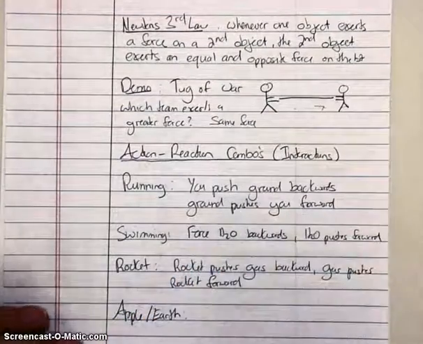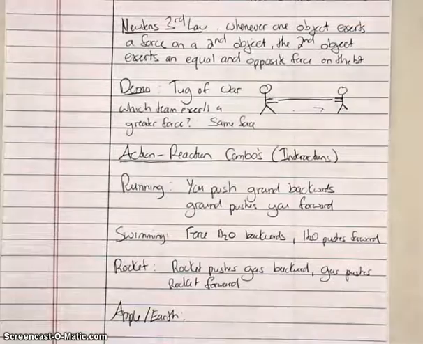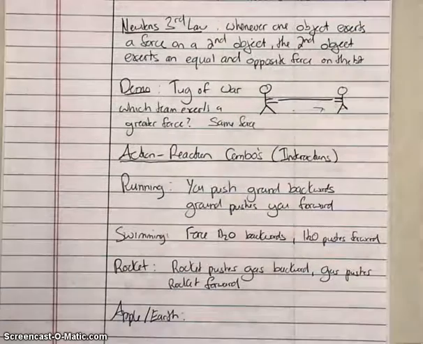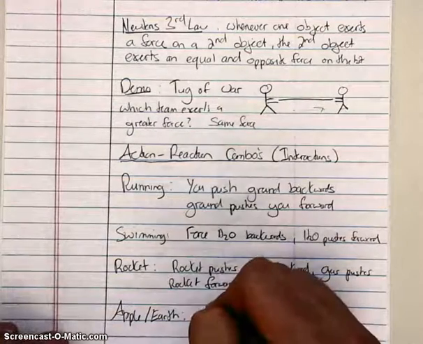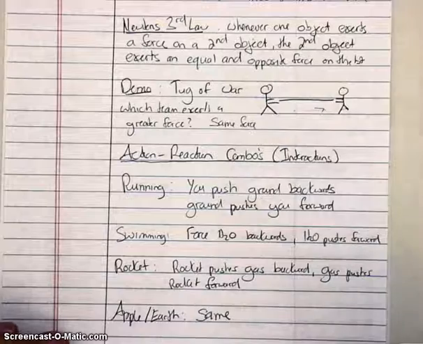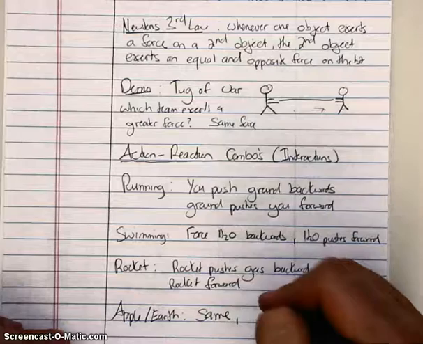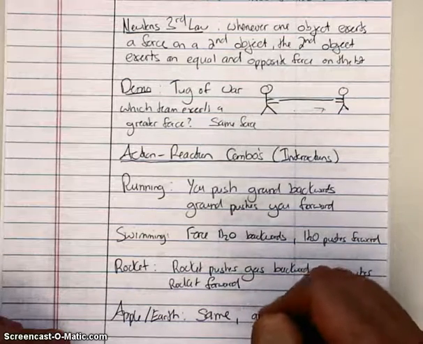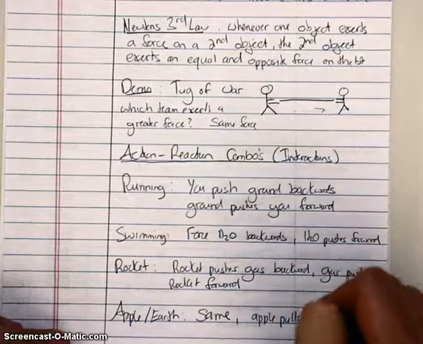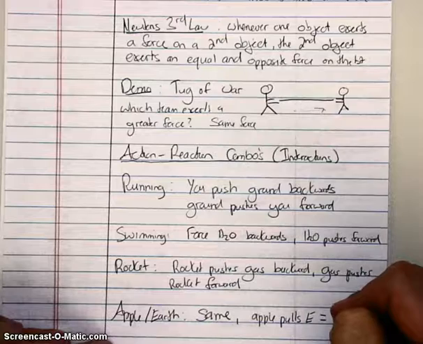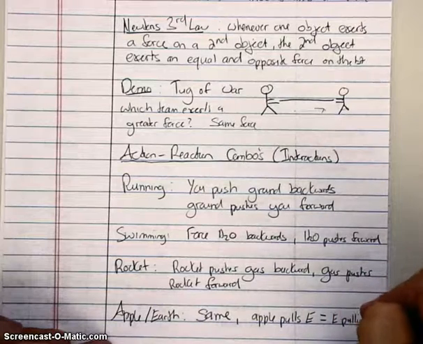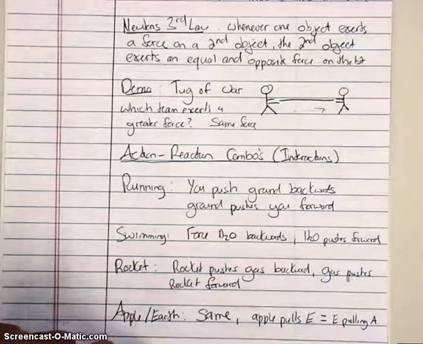What pulls harder? What pulls more? What has a greater force? The apple on the earth or the earth on the apple? And the reality is they are the same. The earth pulls on the apple just as much as the apple pulls on the earth. So the apple pulling on the earth is equal and opposite to the earth pulling on the apple.